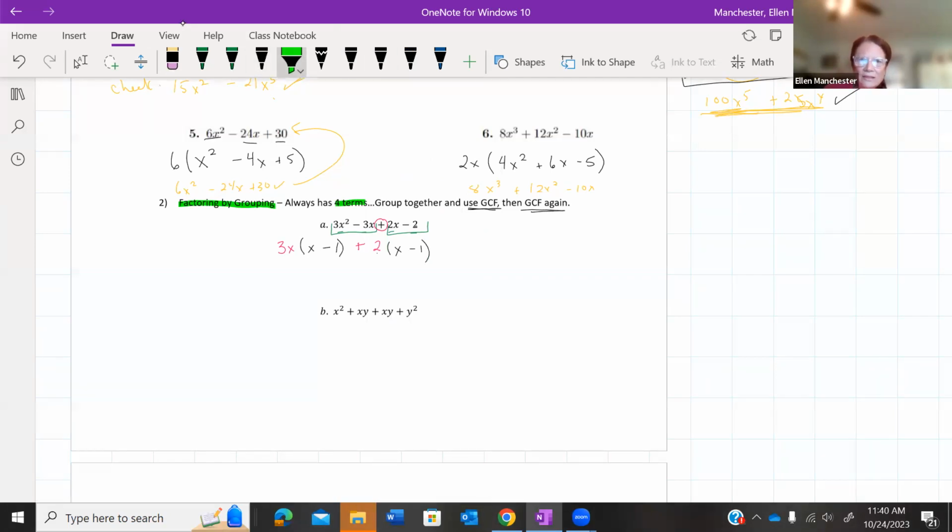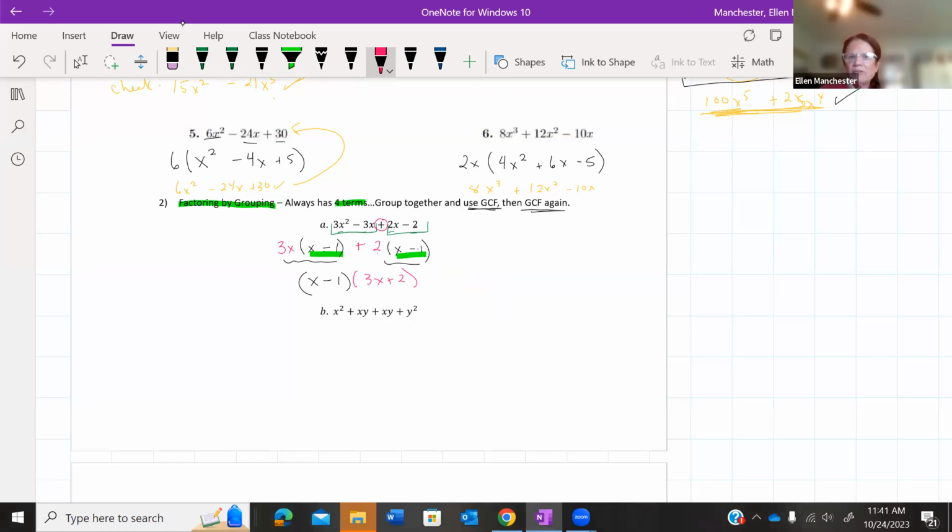Did you notice that these are the same? If those are ever different, you did something wrong. Sometimes it's a sign issue, sometimes it's just a dividing issue. So these 2 sets of parentheses should always, always, always be the same. And then what I'm going to do is I'm going to factor again. So what's in common between this term and this term is an x minus 1. And what's left is the 3x plus 2. And that goes in the second set of parentheses.